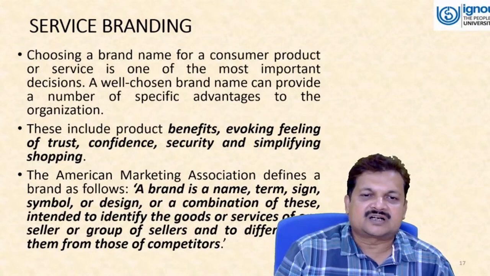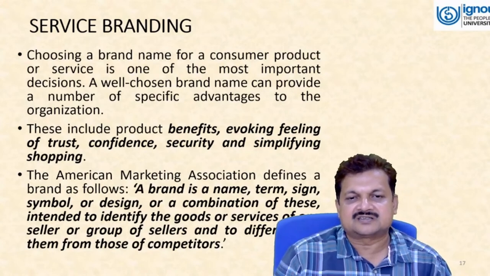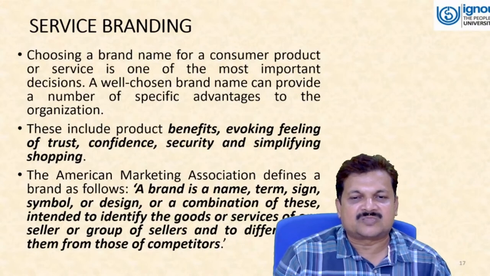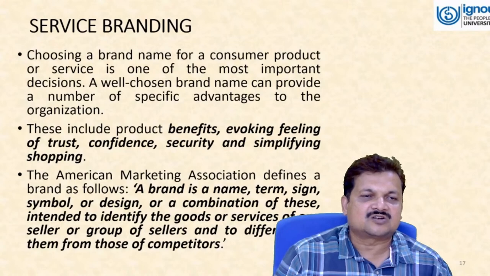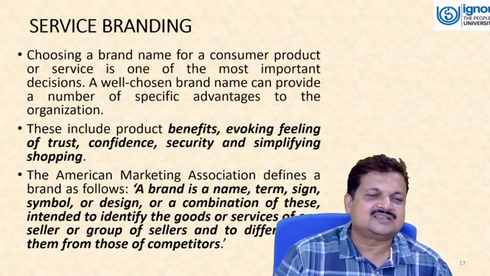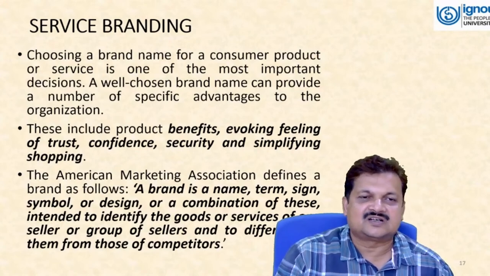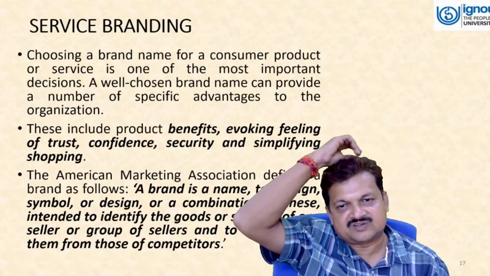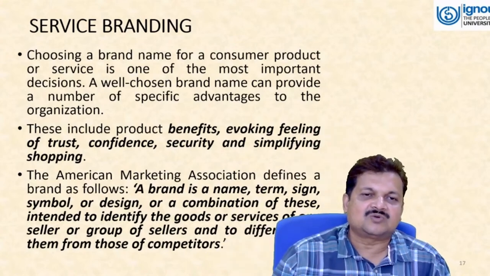So the American Marketing Association has given these particular definitions that you have already read: a combination of a name, either a name or a term, a brand name or a term, any symbols or something you are going to use, then signs, any symbols, then design, any specific design of vehicles or specific design of things, and a combination of these, intended to identify the seller's goods and services and differentiate them. So here you are differentiating one product from another product.